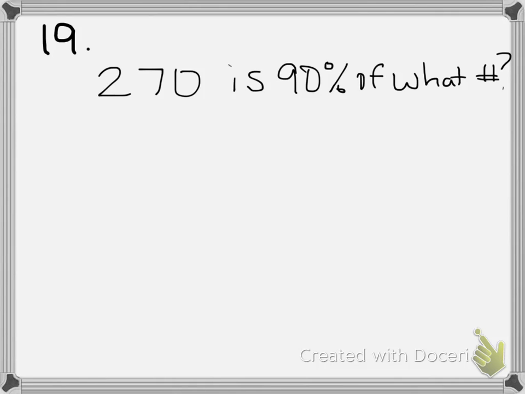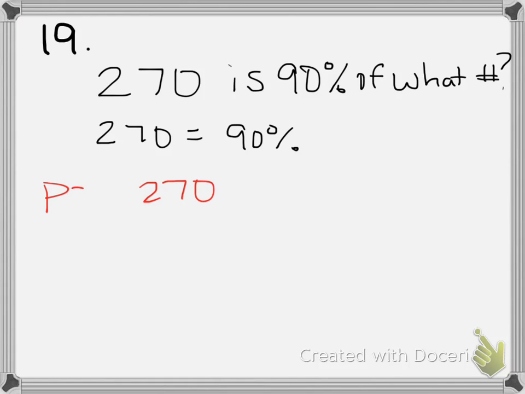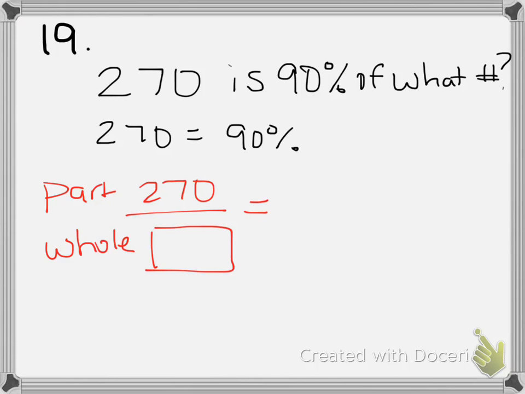So now what you can do is say 270 is equal to 90%. And then they want to know what the whole number is. So we're going to go ahead and line that up as our part to whole problem. So let's start off with, we know that 270 is the part, and we don't know the whole. So we're going to put a box there because we don't know the whole. We're going to solve for that. It's going to be equal to, and remember this 270, they said, is going to be 90%. So it's going to be 90 per 100.